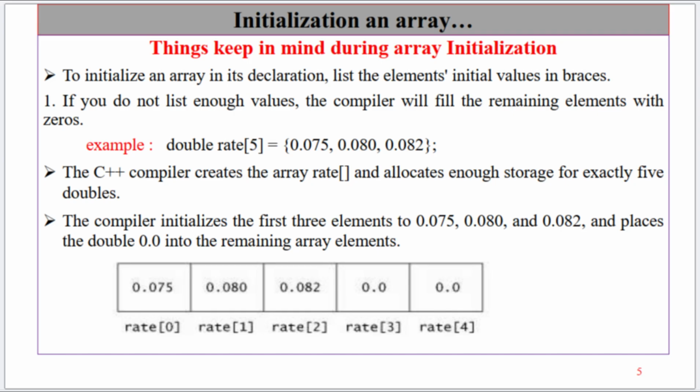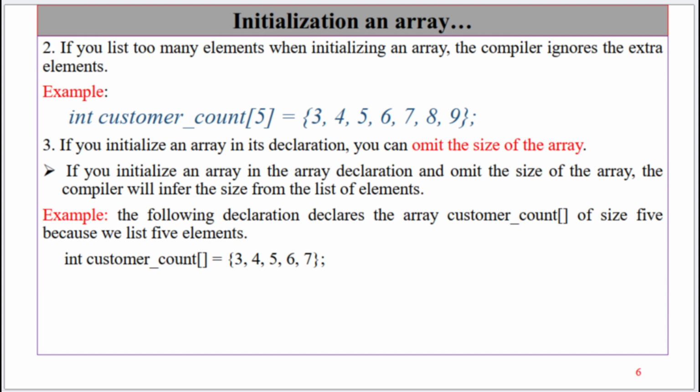The compiler initializes the first 3 elements to 0.075, 0.080 and 0.082 and places the double 0.0 into the remaining array elements. 5. Initialization of an array: 2. If you list too many elements when initializing an array, the compiler ignores the extra elements. Example: int customer_count[5] = {3, 4, 5, 6, 7, 8, 9}.